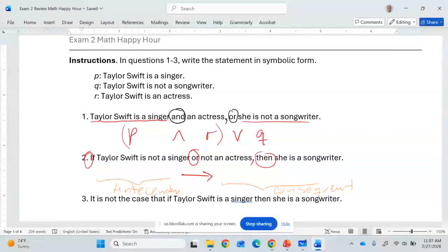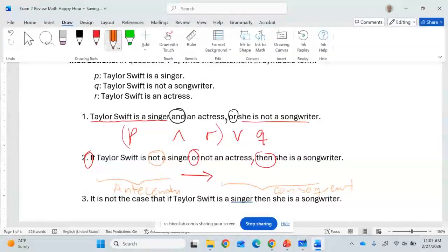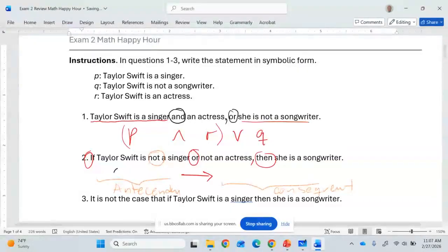So it says if Taylor Swift is not a singer, so if she's not a singer, when I go and look at my initial variables, P says that she is a singer. So here, because I have the not preposition, it is the opposite of P, which we represent with the wiggle line. So this is not P. So by putting that line, I'm saying the opposite of what P means. So Taylor Swift is not a singer. And then if-then, those two prepositions are represented with this arrow.